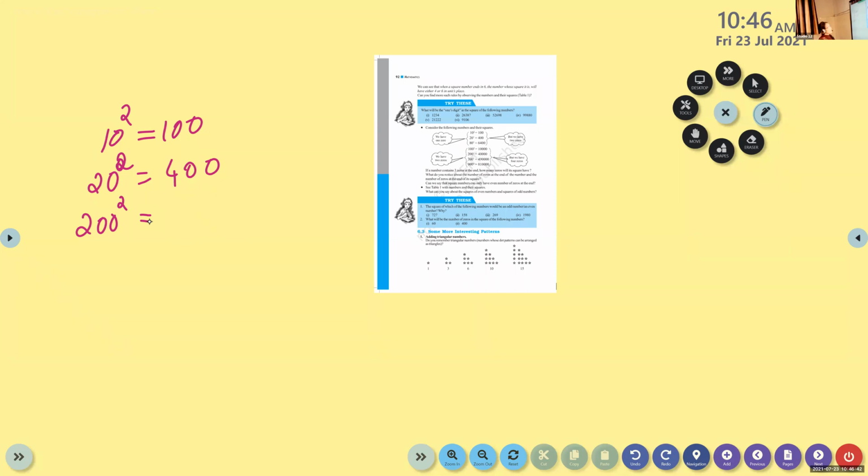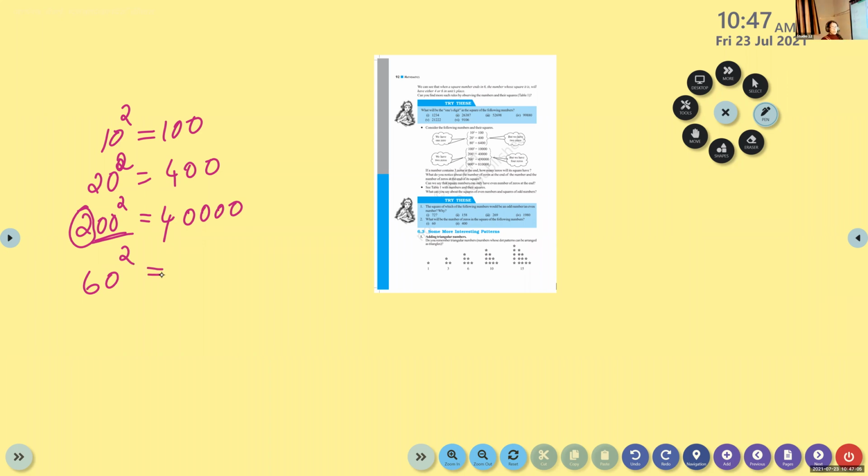200 square. First of all, you square the number. It is 4, isn't it? Then here we have 2 zeros. So in the answer, the square number, how many zeros will be there? Double of that. 4 zeros. So what is 60 square?